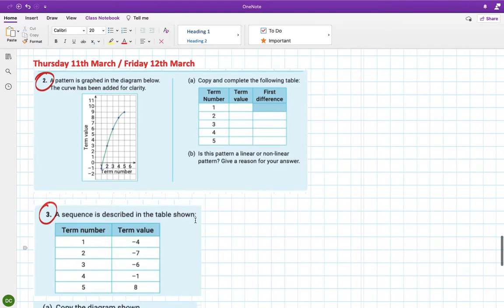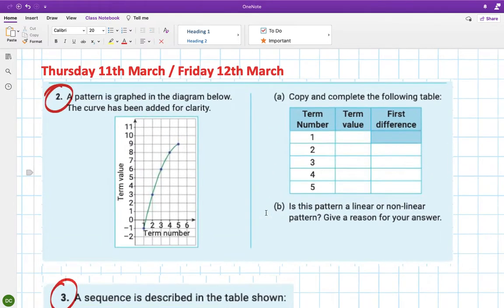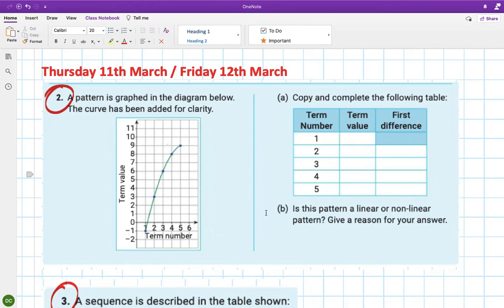Right, we go straight into the homework, and this is from Thursday or Friday. The pattern is graphed in the diagram below. The curve has been added for clarity. Just a minute. Copy and complete the following table.